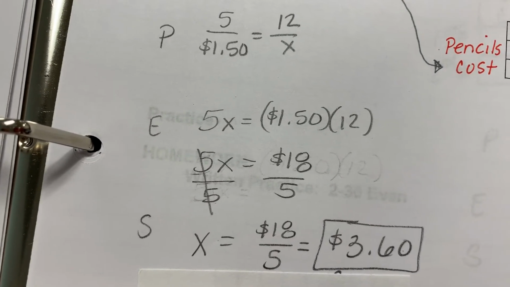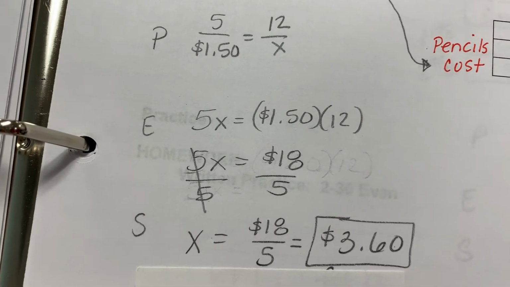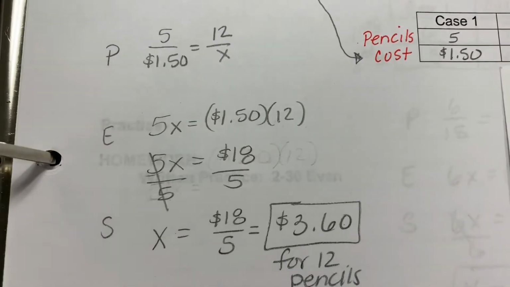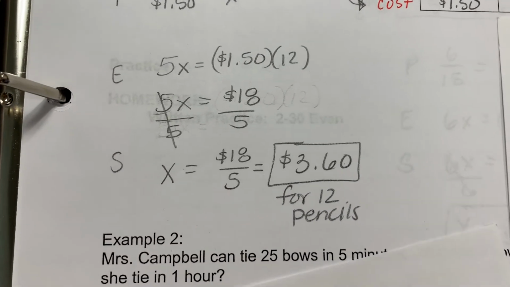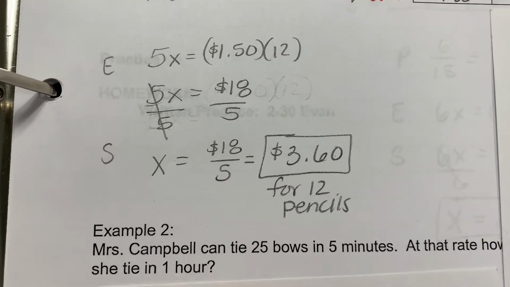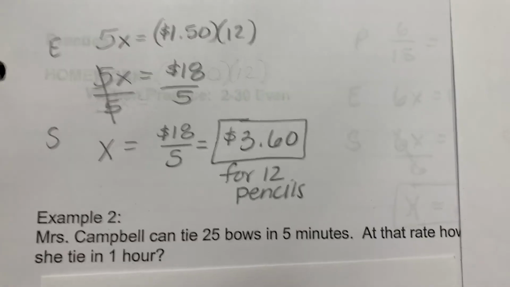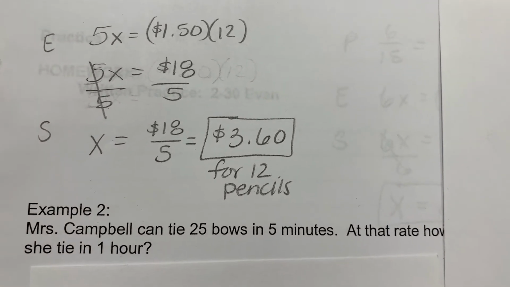And as long as you show me your setup, you can use a calculator. It comes out to $3.60 for 12 pencils, right? Correct solution, correct answer. All right, so then our second problem deals with Mrs. Campbell, who can tie 25 bows in 5 minutes. That's the first case. At that rate, how many can she tie in 1 hour?